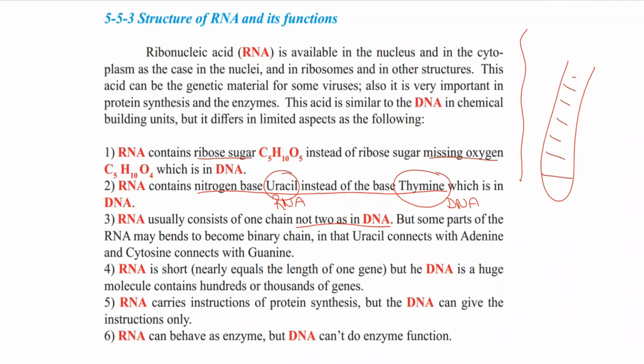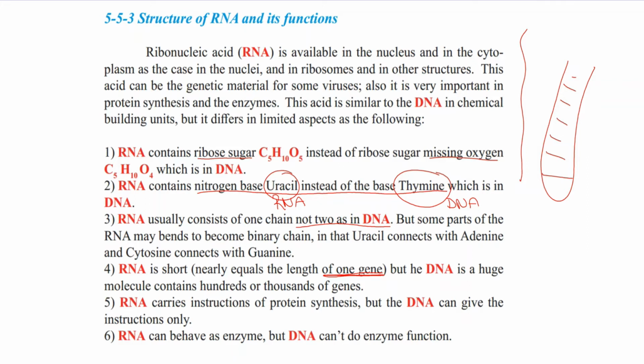RNA is short, nearly equal to the length of one gene, because each gene is responsible for the expression of one trait, producing one specific protein. So the length of RNA is the length of a gene, but the DNA is a huge molecule, containing hundreds or thousands of genes, the size of a chromosome.